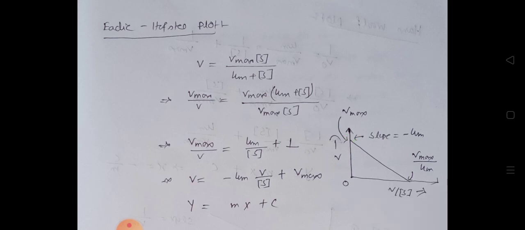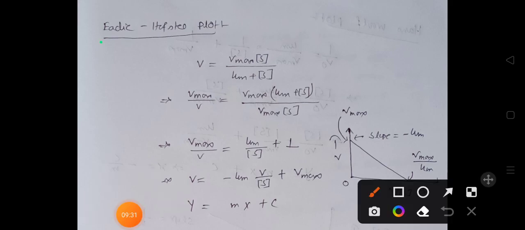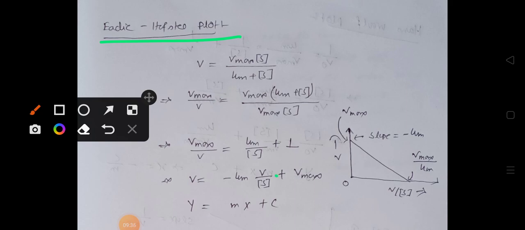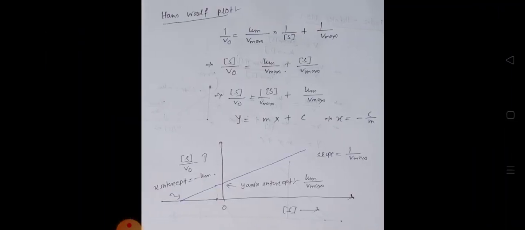Okay, so now let's talk about a major disadvantage of the Eadie-Hofstee plot. The disadvantage is, as you can see, velocity is present in both the y-axis and the x-axis, right? So any small error in velocity will be reflected in both the y-axis as well as the x-axis. This is the major disadvantage of the Eadie-Hofstee plot. Okay, so those are the three linear representations of our Michaelis-Menten equation of enzyme kinetics, right?